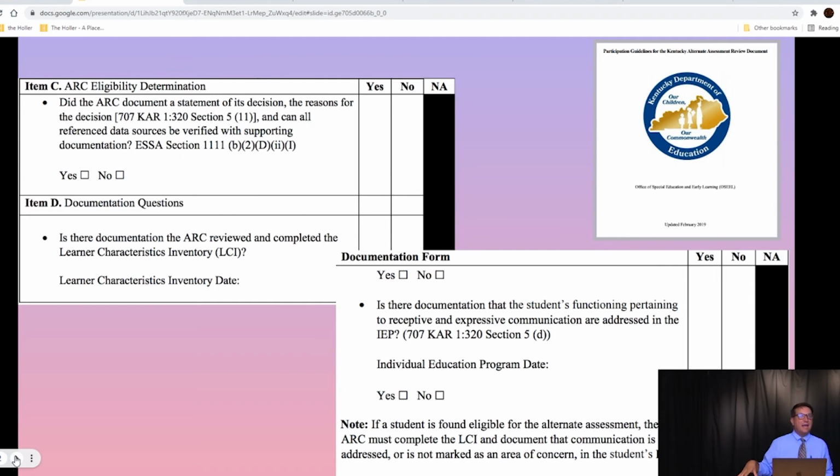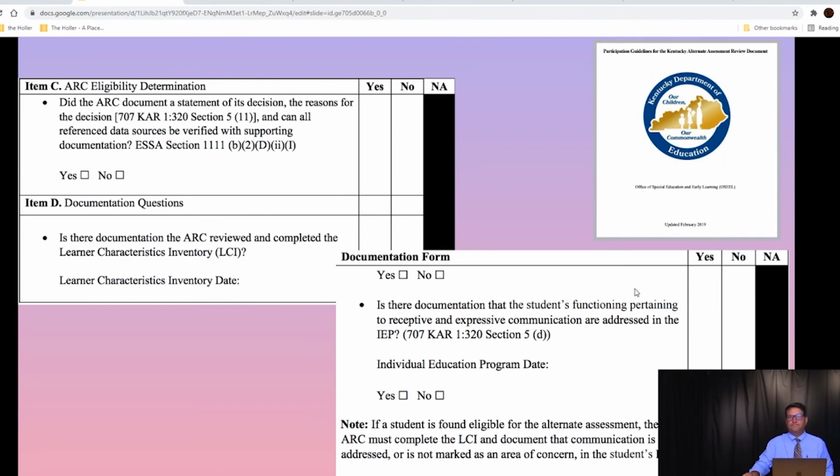And then item D, is there documentation the ARC reviewed and completed the learner characteristics inventory? And then you list the date that you did that. Is there documentation of the student's functioning pertaining to receptive and expressive communication addressed in the IEP? Did we address receptive and expressive communication in the IEP?